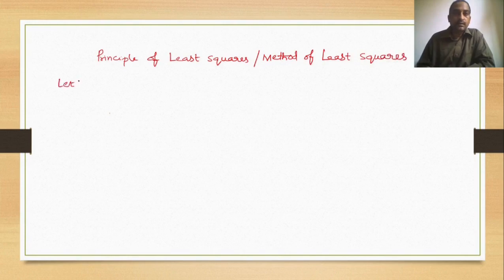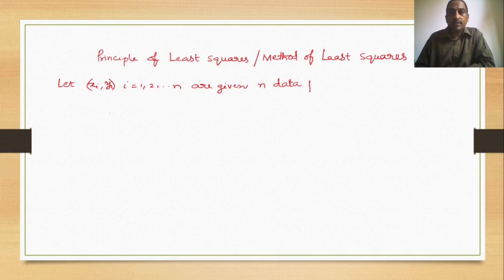So let (xi, yi), i equals 1 to n, be given n data points, where yi is the dependent variable and xi is the independent variable.